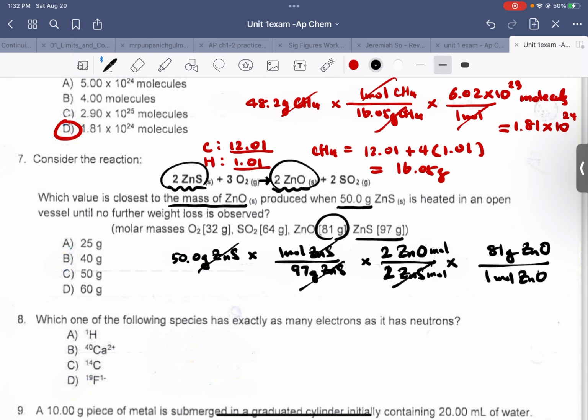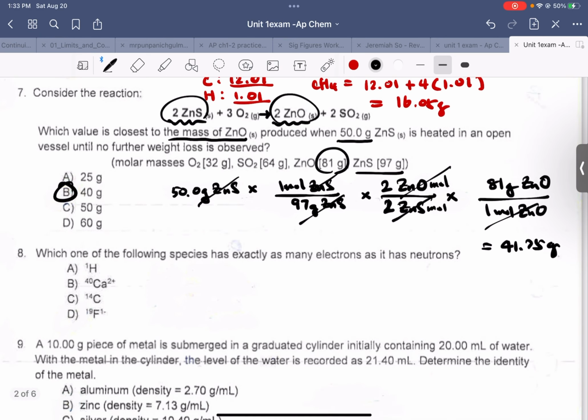So now you just need to multiply the numbers, so let's do that. 50 times 2 times 81 divided by 97 divided by 2. So I got approximately 41.75 grams. So the closest one is B. Okay, so with multiple choice, you have to find the closest.